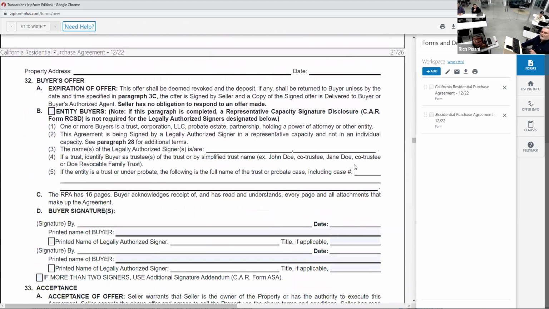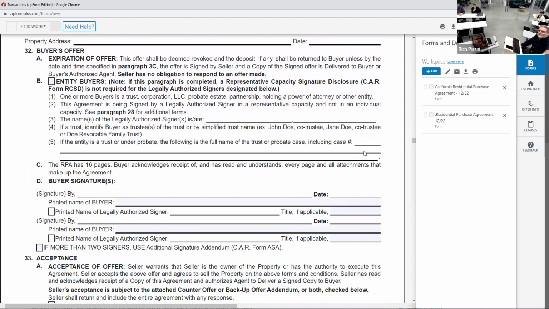Okay, we're almost there. Okay, so buyer's offer. This is where they sign. Now, if they are an entity buyer, meaning if they are a trust, you used to have to fill out a whole other form. They've made it so all you have to do is check it here. It is an entity buyer. So that means it's a trust, a corporation, LLC, probate, any of these things.